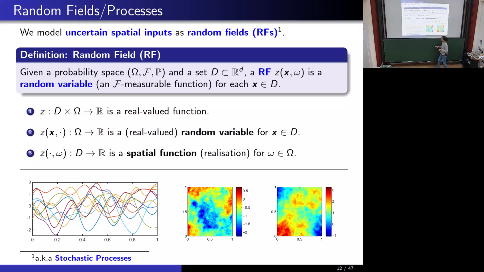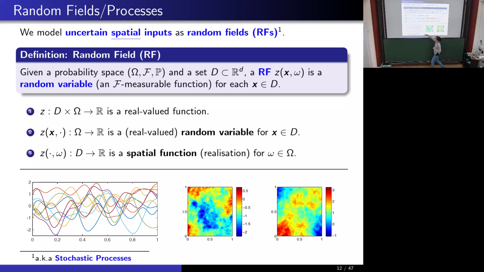So here are two pretty pictures. On this side, the domain is one-dimensional. It's just the unit interval 0 to 1. I have a random field that I've simulated. I think I've got 10 different realizations of that spatial function from the probability distribution that I've chosen.